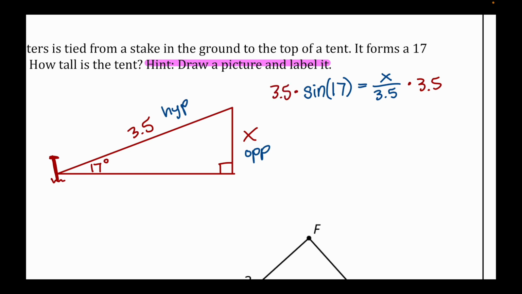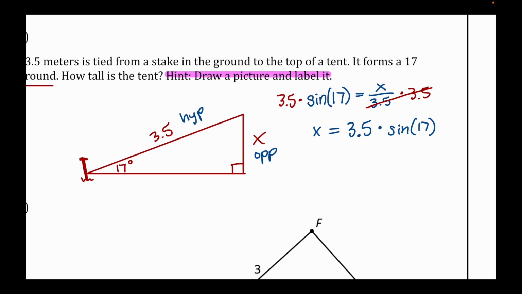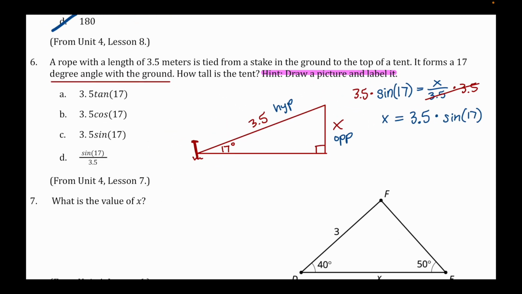And I believe their question here is just which equation would allow you to solve for x. So after I write this out, I'm going to look back over at our options and see what they give us, because they don't actually have it rounded, I don't think. This is just going to be 3.5 times sine of 17. So let's go look at what those options are now.